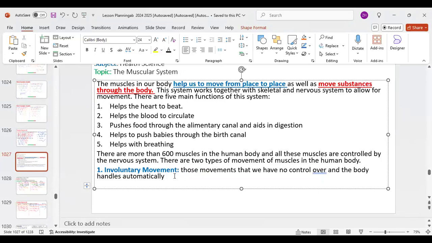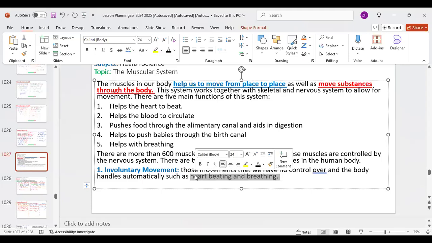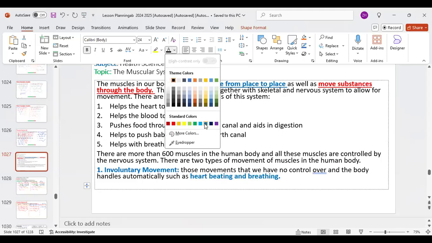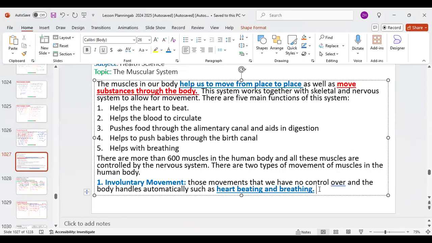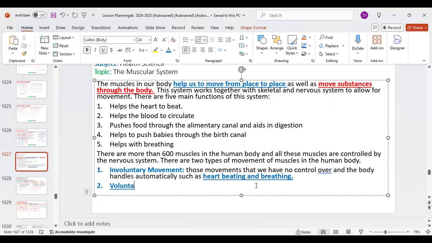We did swallowing, so automatically, such as what? Heart beating. And what else? Breathing. Okay, heart beating and breathing. We do them automatically. For example, your heart is an organ, but it has cardiac muscles in it. Those cardiac muscles are involuntary muscles. They operate involuntarily. It's a good thing that breathing and heart beating happen involuntarily because otherwise, when you're sleeping, you would die.